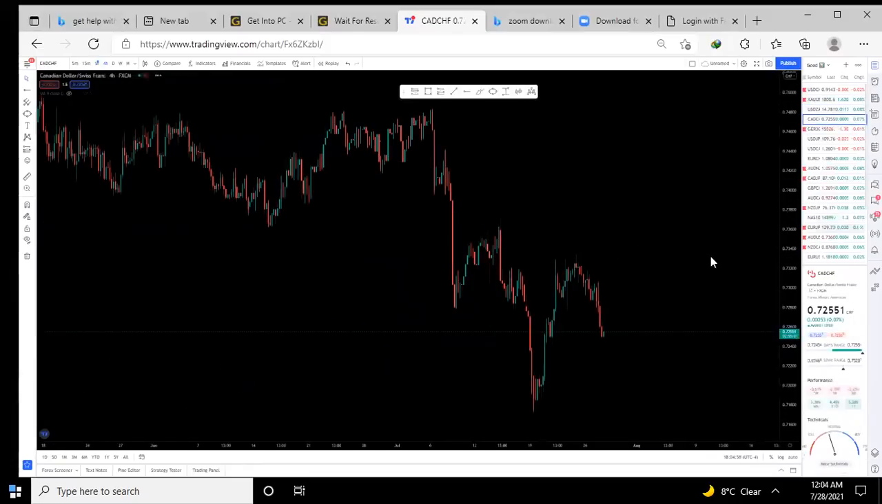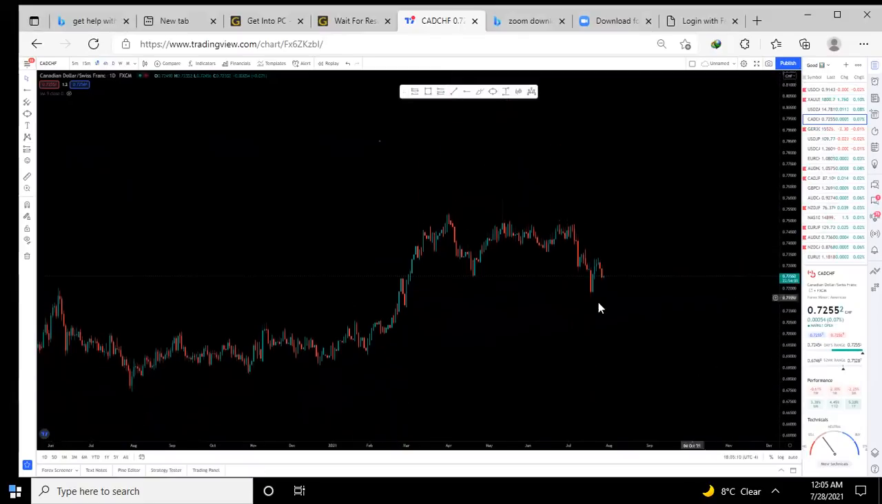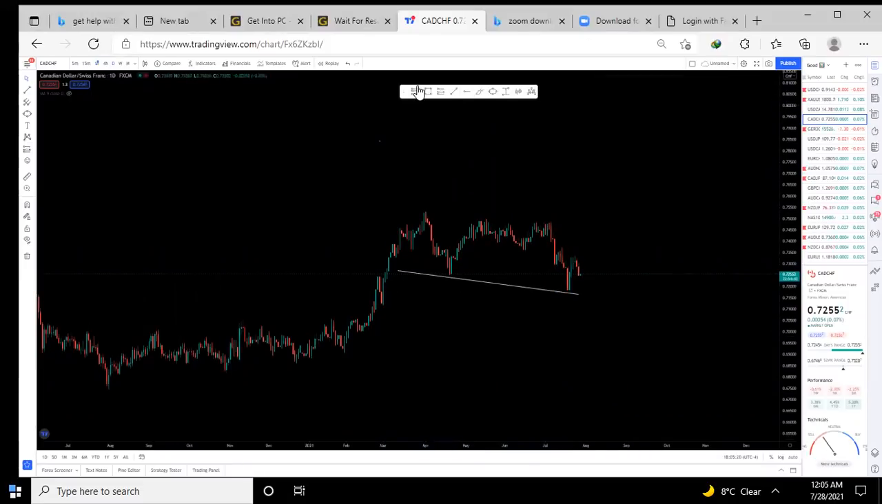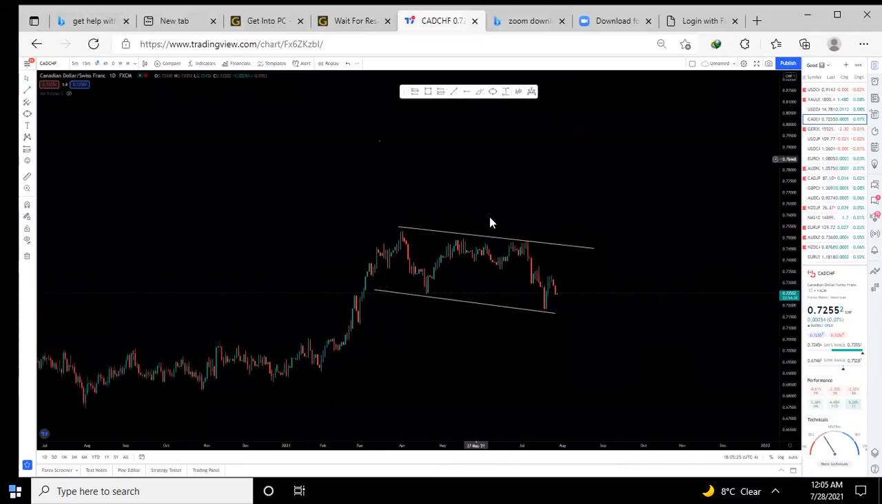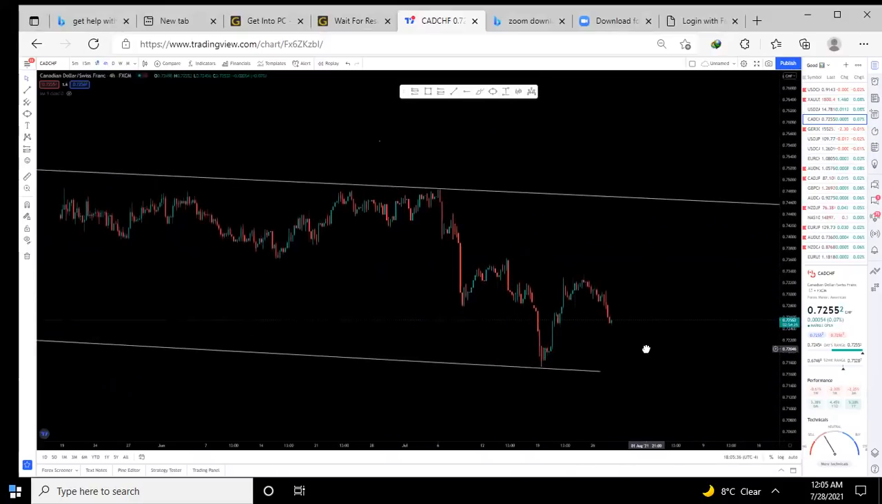Now I'm going to be on CAD CHF. On CAD CHF, I'll start on the daily. According to me, guys, here we had an impulse, as everyone can see. So now we are in a correctional phase. When we are in a correctional phase, just know that you're bound to go up. Do you understand, guys? You need to make this thing look simple. Don't make it difficult.